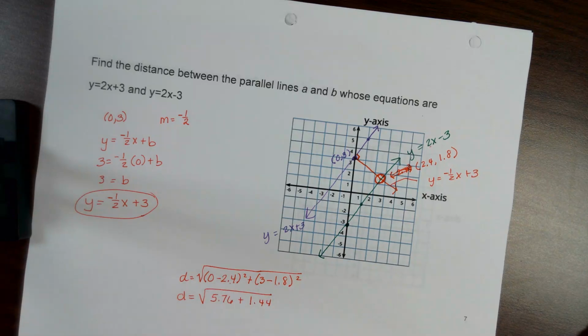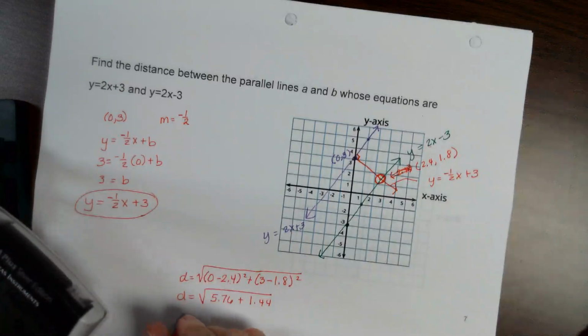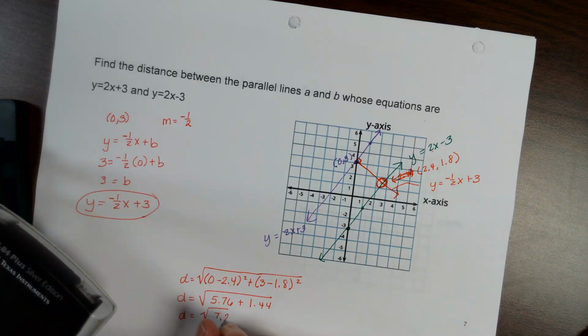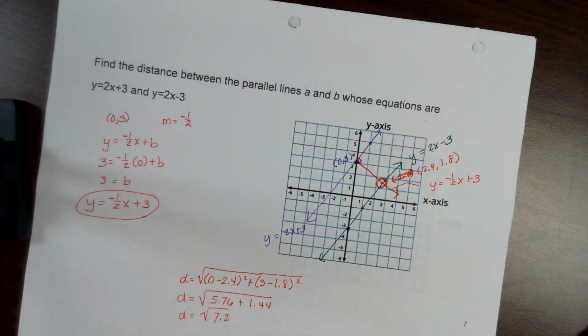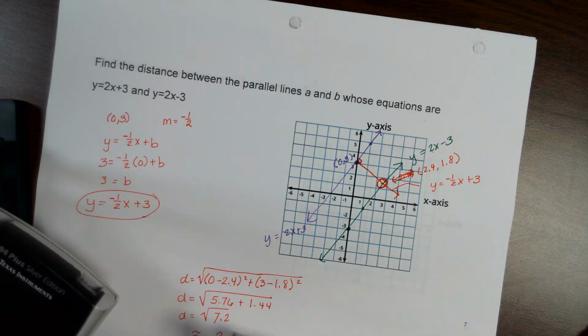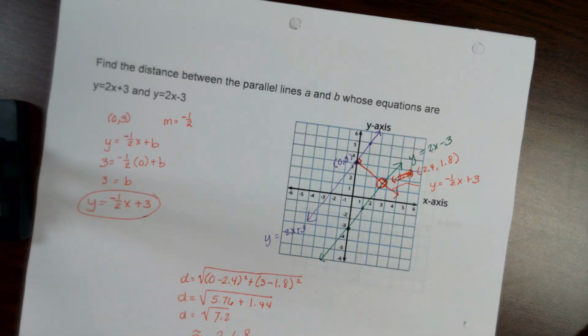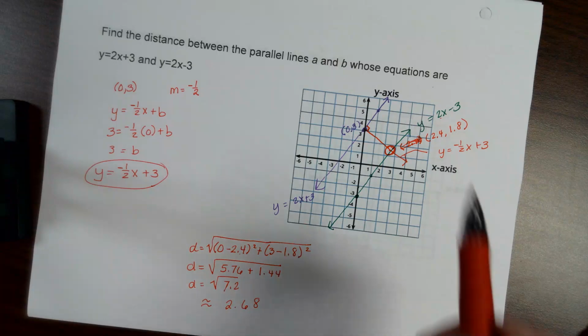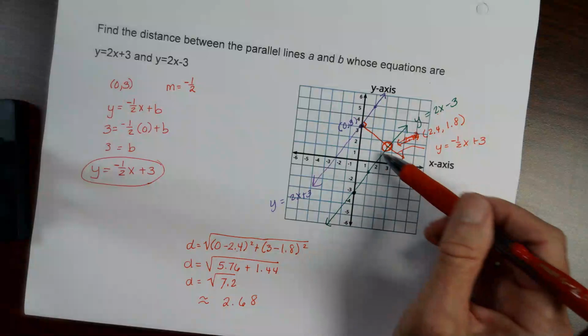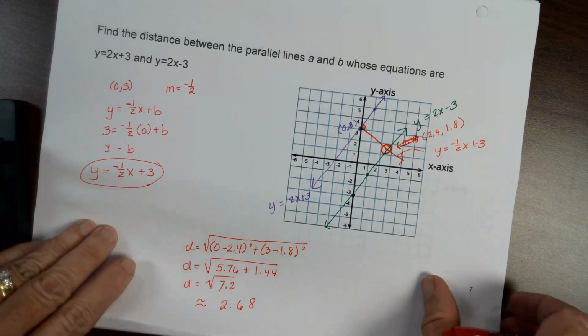So I'm going to add those together, and it's going to give me the square root of 7.2, which is going to give me approximately 2.68. And so that is going to be the distance from this point to this point, which is the distance between those two lines.